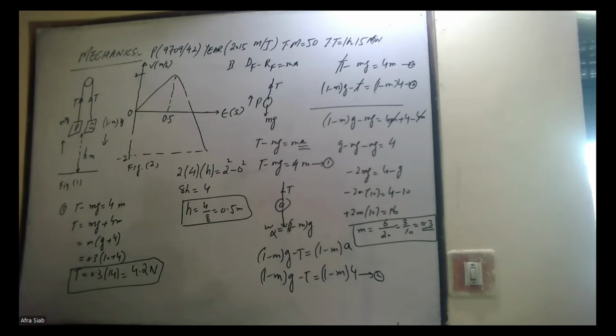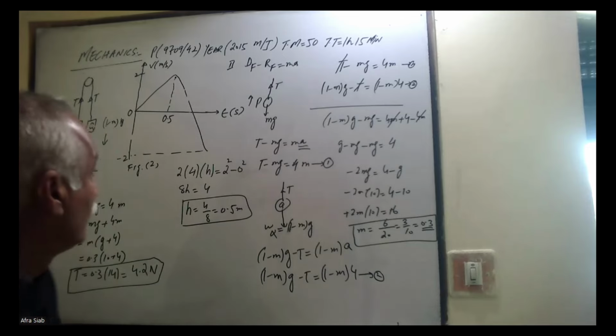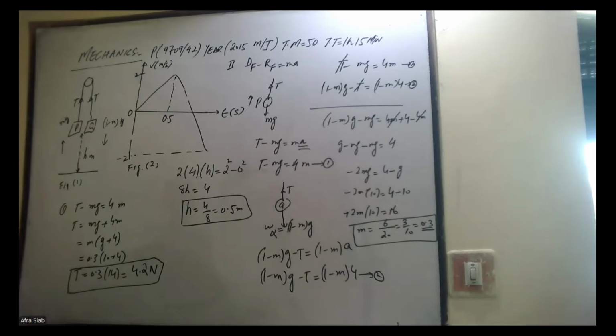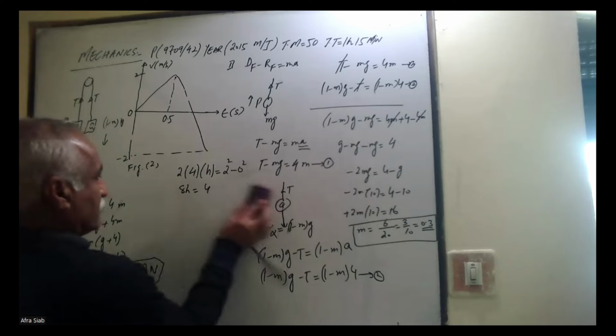Then in the last part, when Q hits the ground, the particle P is moving upward. Find the time that elapses until the string becomes taut again.